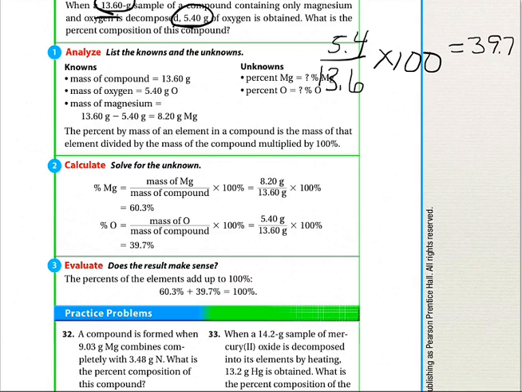If you want to figure out the magnesium, if there are only 2 elements, the easiest way is just take 100 minus that, and you're going to get 60.3%, because there's only 2 things. Or you could subtract the difference, that would be the 8.2, and then divide that by 13.6 and take that times 100. But I don't see a point in doing it that way. It just seems to be easier to do it the other way.